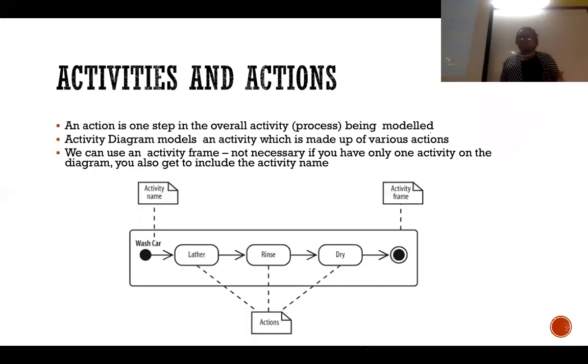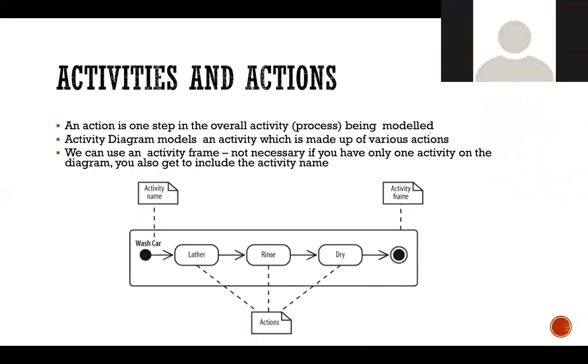So you're seeing here a wash car activity. So wash car is the activity, and the actions are lather, then rinse, then dry. And then there's a final node. Notice that there's a frame around this activity. You generally don't always need to put the frame. But if you hope to reuse this activity in another activity, which you'll see later, then you need to put that frame so you can name the activity explicitly, then call upon it.